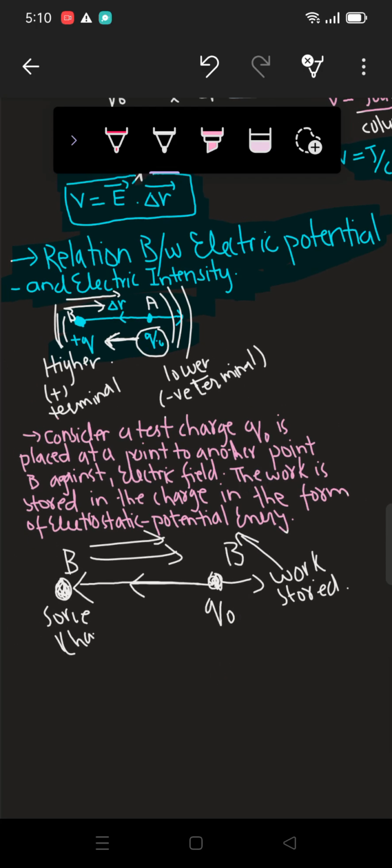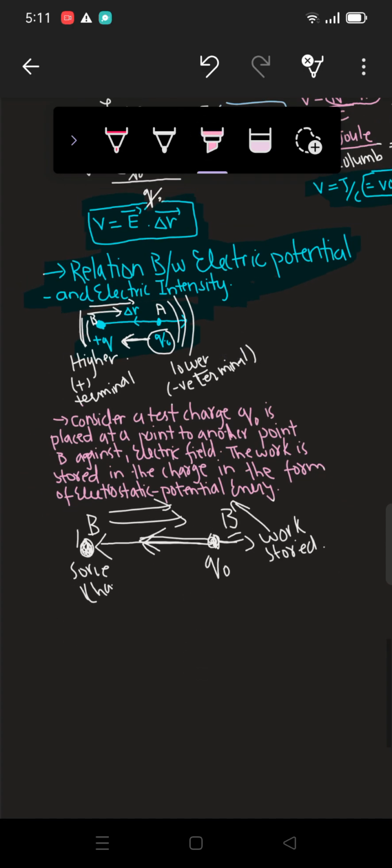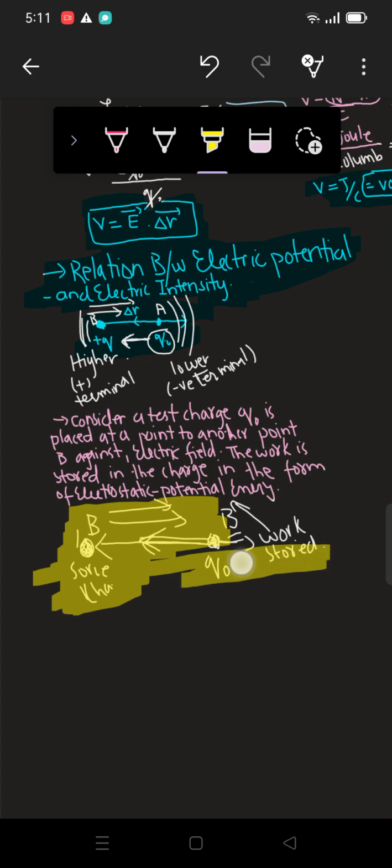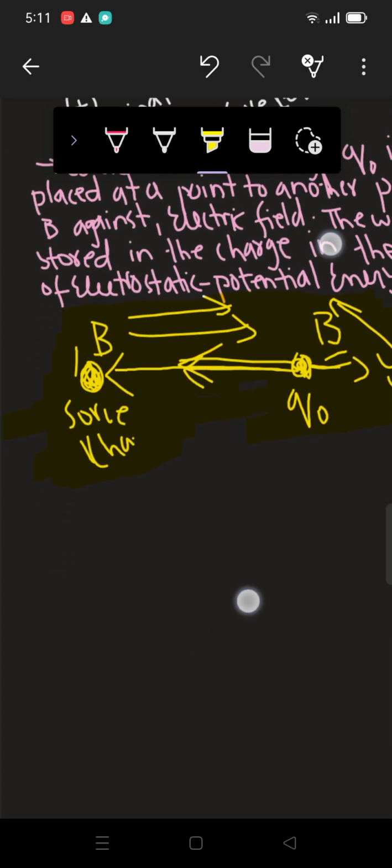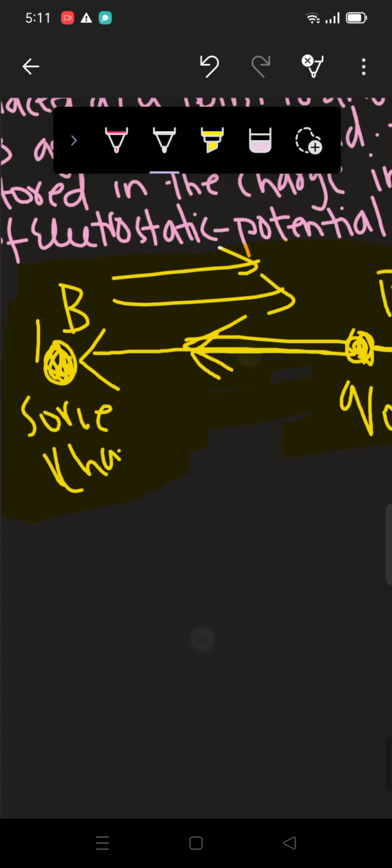So we have considered two charges. One charge q naught is placed at a point B, and it is moving to another point A against the electric field, then the work is stored in this charge, and that work is known as electrostatic potential energy. Now I hope I have made this very easy for you to understand. All right, let me tell you the formula of this again, so that it cannot create any confusion.